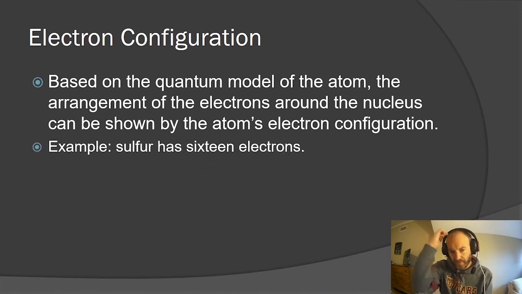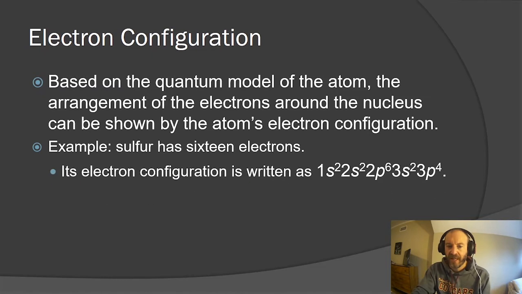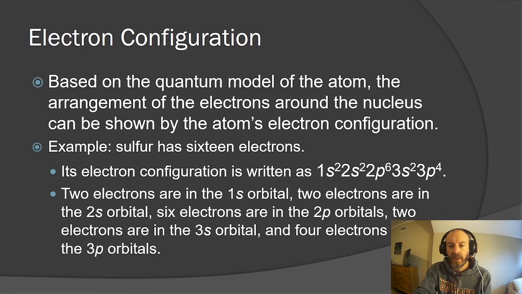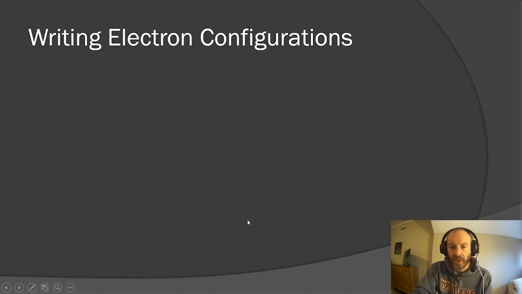And the configuration looks like this. For sulfur, it has 16 electrons. The configuration is written as 1s2, 2s2, 2p6, 3s2, 3p4. And we're going to, in a second, learn how to write those configurations out. I guess I could say that there's 2 electrons in the 1s orbital. I'll show you in a minute, but the 1 describes the energy level of the orbital. The s is kind of the shape. And then the 2 is how many electrons are in there. And we'll get into that in a moment.